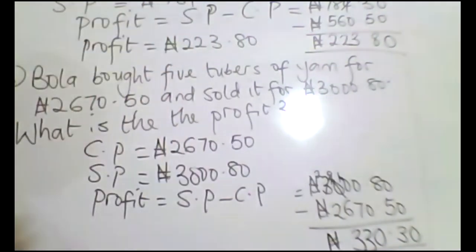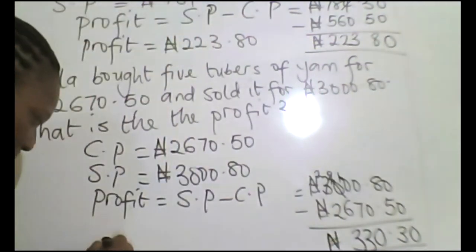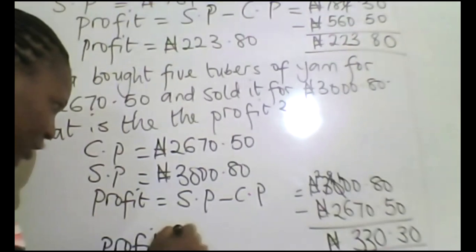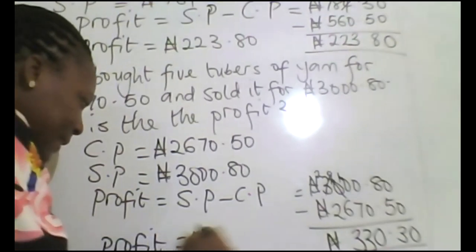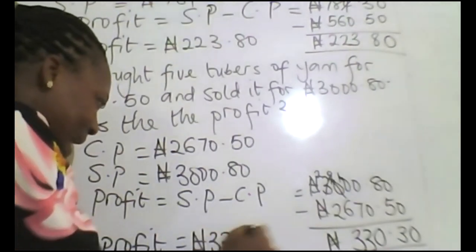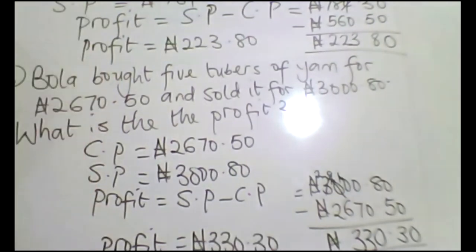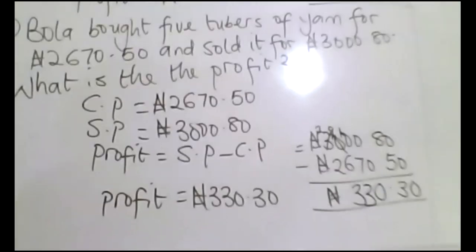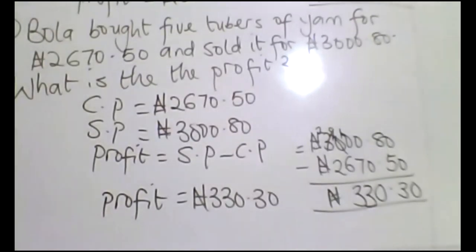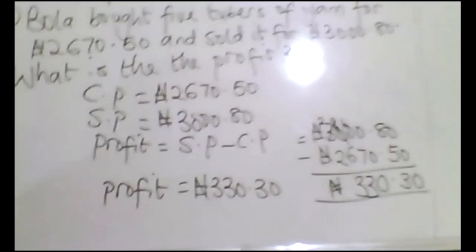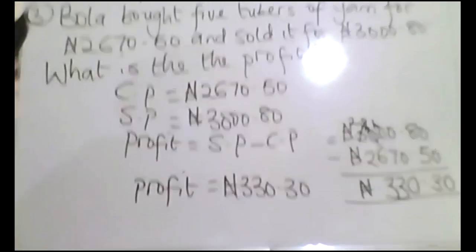So our profit is equal to 330 naira 30 kobo. Are you getting along? Is it interesting? Very good.